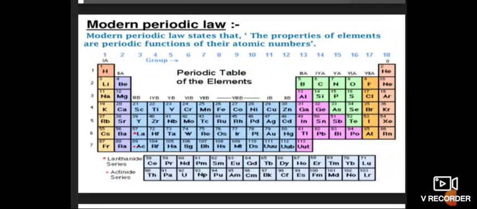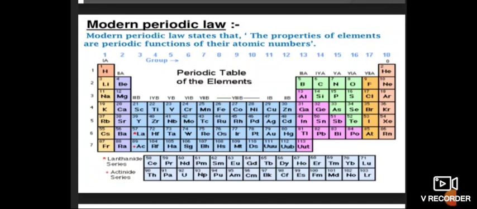Students, in earlier classes we have seen the evolution of the periodic table: Dobereiner's triads, Newlands' octaves, Mendeleev's periodic table and the modern periodic table. Recall the modern periodic law. What do you mean by the modern periodic law? The properties of elements are periodic functions of their atomic number. So in the modern periodic table, the elements are arranged in increasing order of their atomic number.